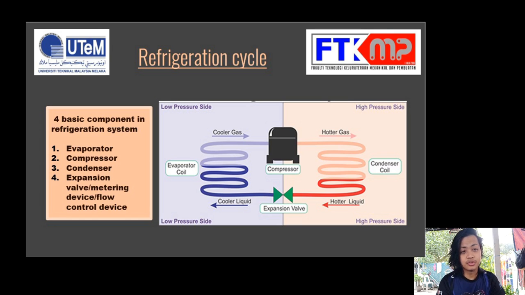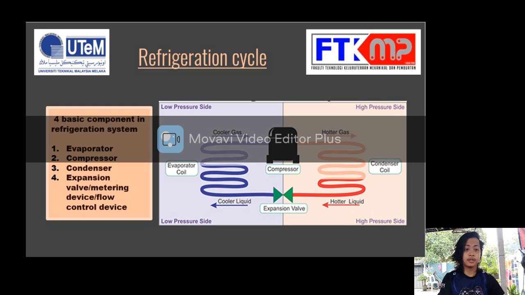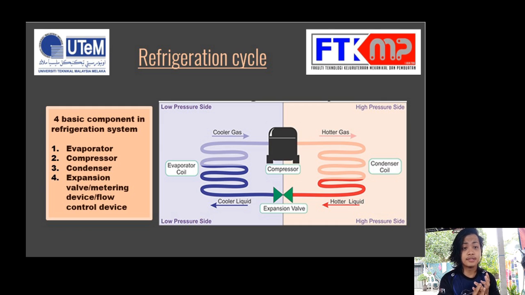So today I want to tell you about how the HVAC works. There are 4 basic components for a refrigerant system. First is the evaporator, second is the condenser, third is the compressor, and fourth is the metering device or expansion valve.